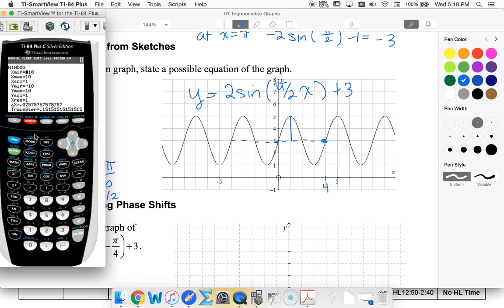And now I want to make my window look the same. So window, it looks like -10 to 10, that's okay. And then my y values, I'm going from -1 up to 8. So hopefully we're going to get the same picture.